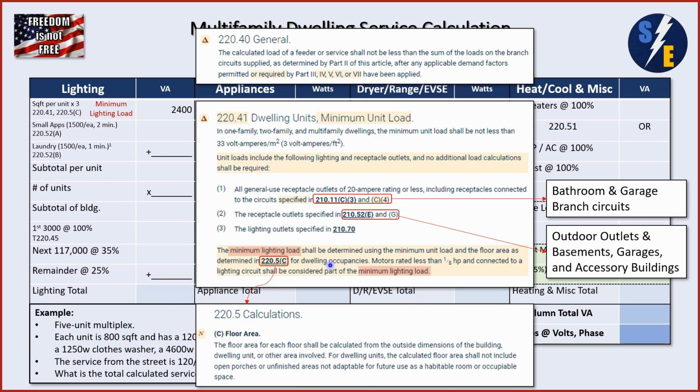And then the last sentence there says motors rated less than 1/8 horsepower and connected to a lighting circuit shall be considered part of the minimum lighting load. So all the small motors like that, they're just considered part of this load and don't have to be calculated separately. Say like a bathroom exhaust fan. Some of those are really small and they're less than 1/8 horsepower. You don't have to put those under the appliance section. It'll just be included in this minimum lighting load. All right, so our minimum lighting load is 2400 VA, and that completes our first item.